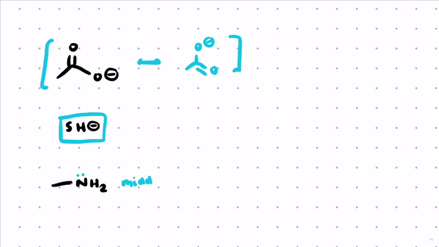So it turns out that this is going to be your middle of the three, and this is going to be your weakest. So our weakest nucleophile is the acetate, and the strongest is the SH. And so let me cross this out.